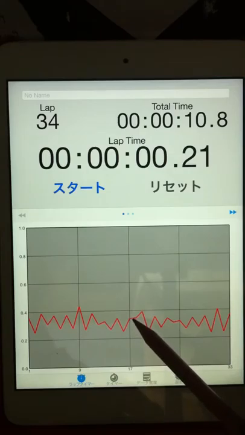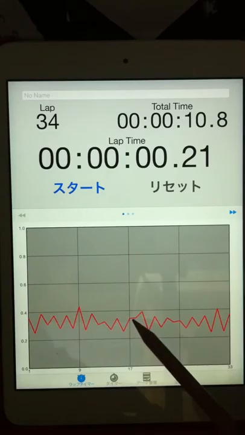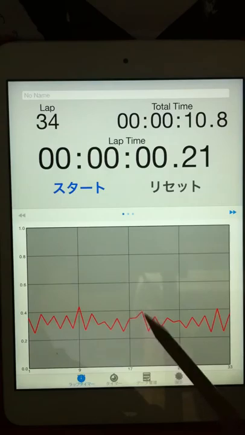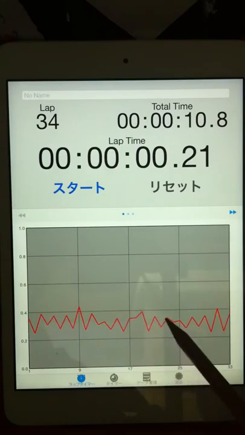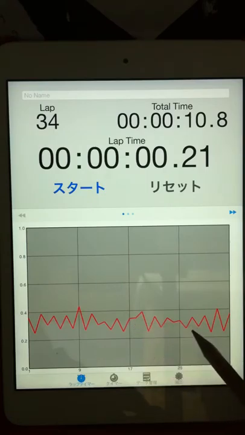This even bounce, just after even bounce, it's strong bounce. So this pattern, and gradually weak. Gradually strong.